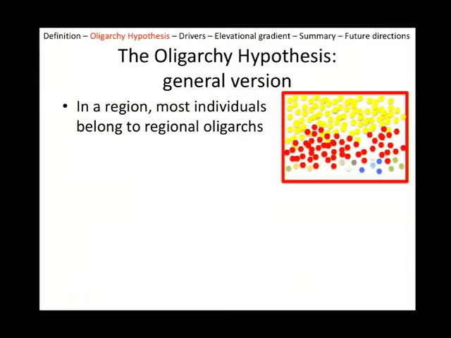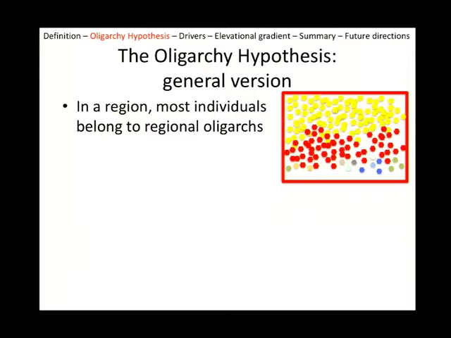The first one is that in a region, most of the individuals belong to regional oligarchs. For example, these yellow and red species are both frequent and abundant in that region. And you can define the region at any scale you want. This could be 5 by 5 or 100 by 100 kilometers.